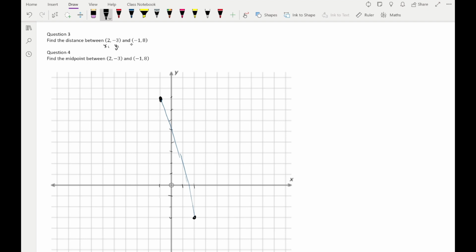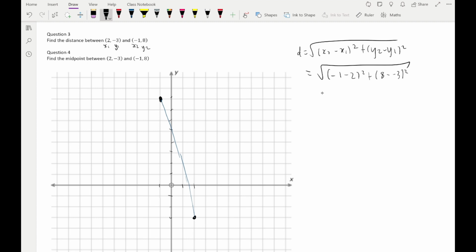x1 and y1, x2 and y2. Distance is going to be the square root of (x2 take x1) squared plus (y2 take y1) squared, which is the square root of (-1 take 2) squared plus (8 take -3) squared, which is the square root of (-3) squared plus 11 squared. (-3) squared is still positive 9, and 11 squared is 121. So that becomes the square root of 130 units.